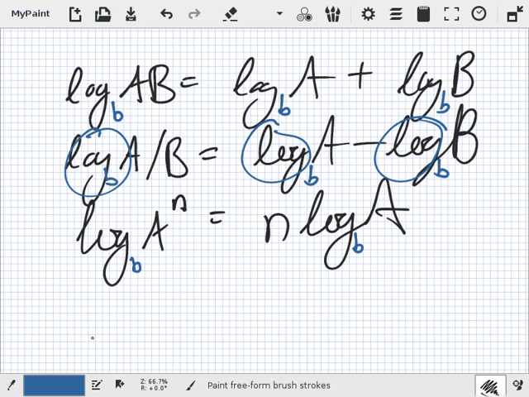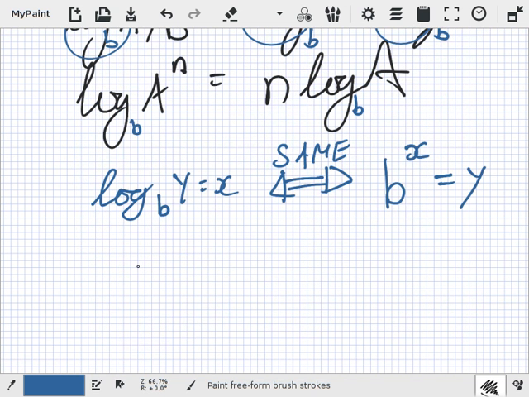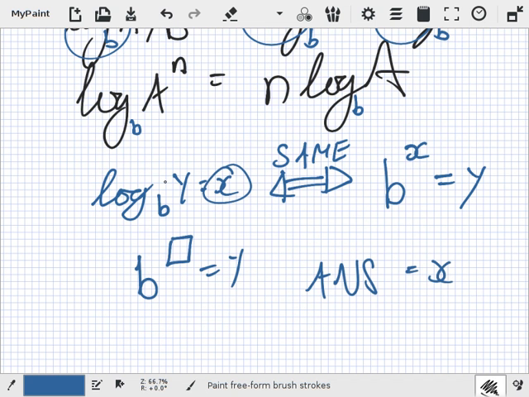Is it okay? Just the next thing we need is, what does this mean? If I say log B y equals x, what's the meaning of that? The meaning is this, that b to the power of x equals y. These are the same meaning. It's like if I said, b to what power gives me y? And the answer is x. That's what log means. Log means what power.